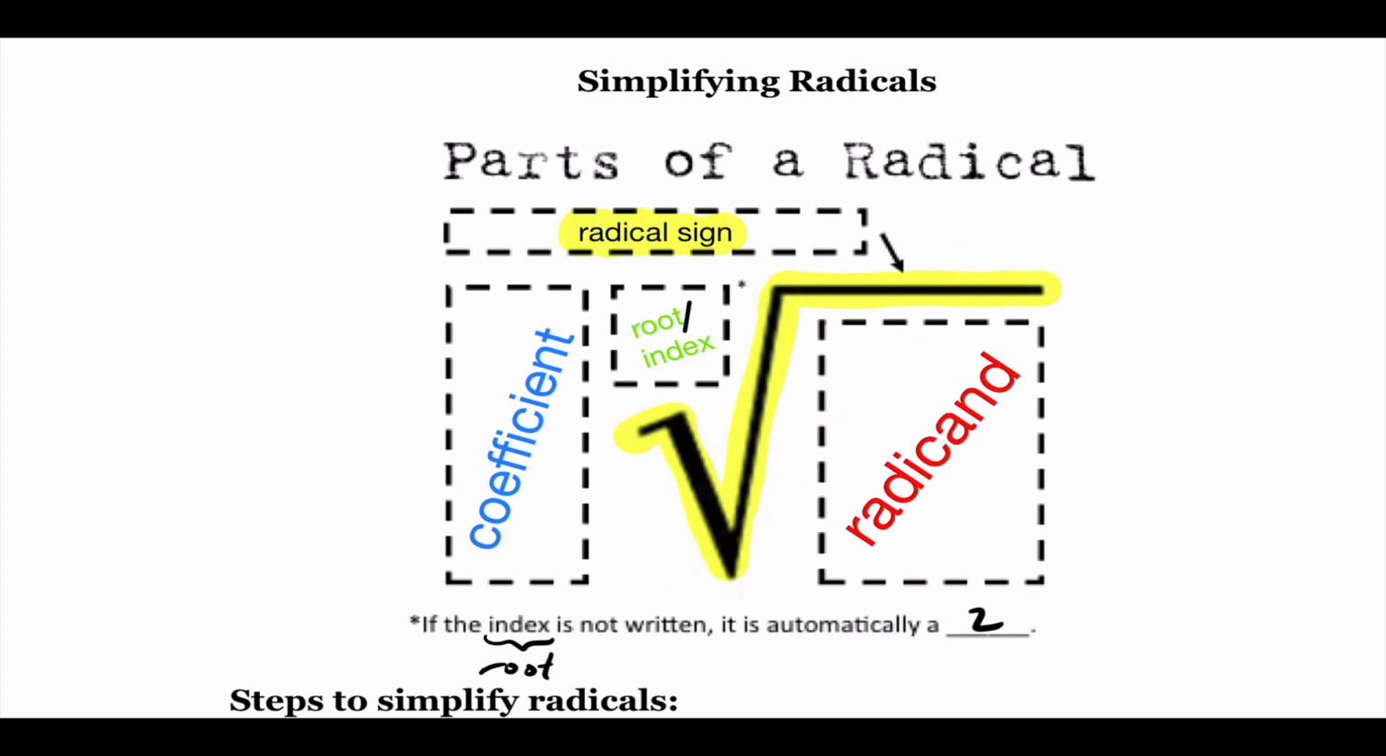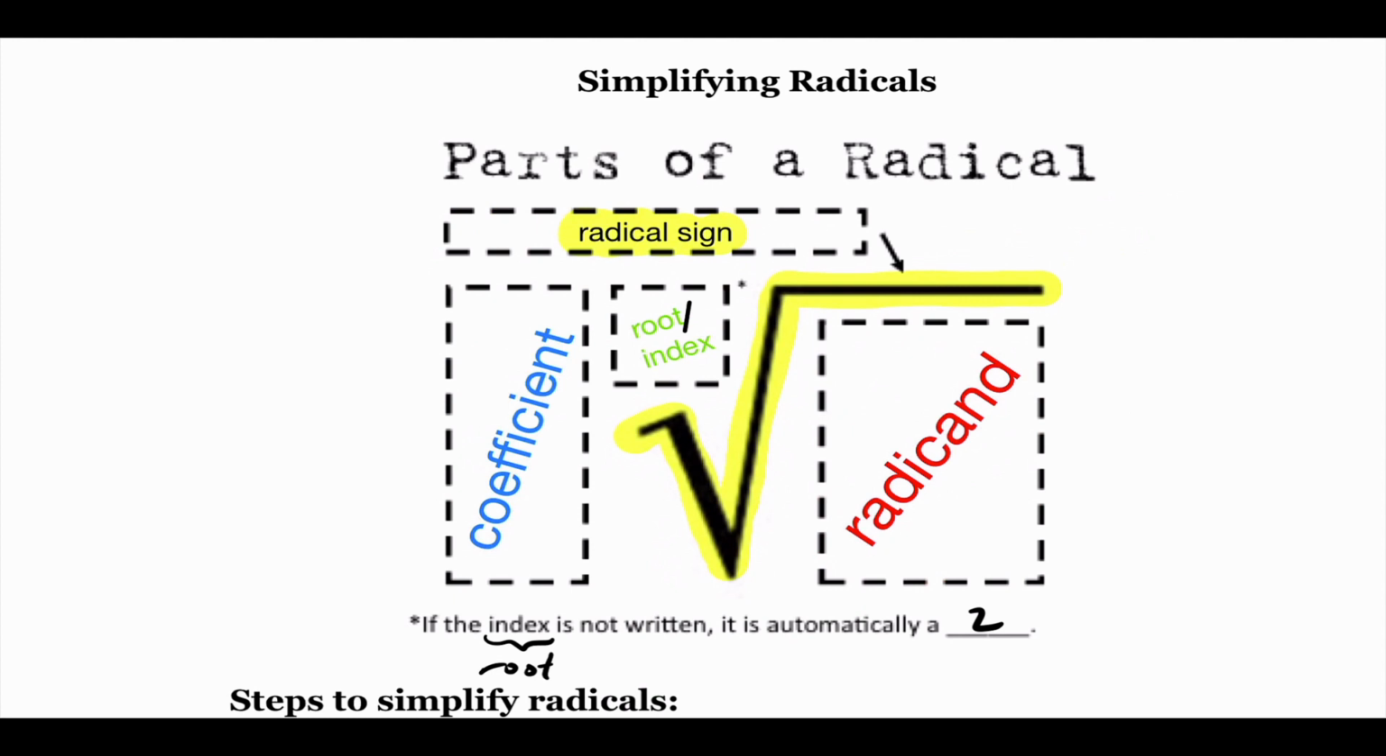The root we dealt with last semester. We only dealt with square roots, right? So if it's a square root, there won't be a number there. Kind of like the square root of 16, there is no number there because it's a square root. Today, we're going to deal with things that are third root, fourth root, fifth root. There will be numbers there.